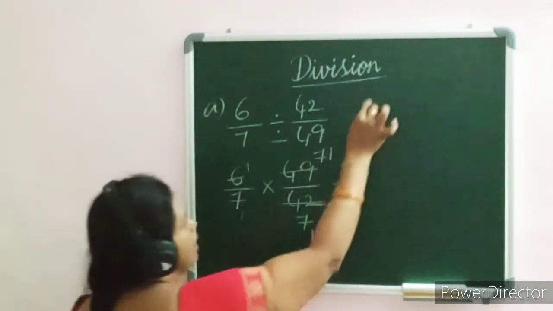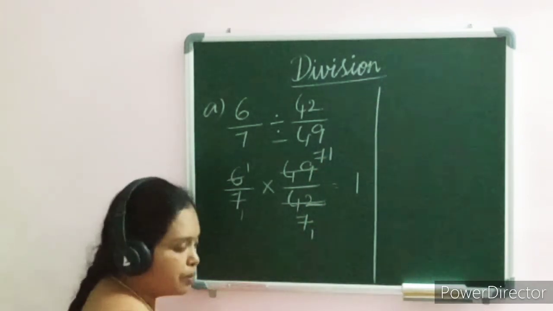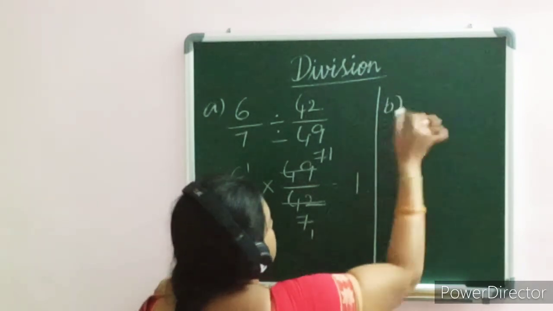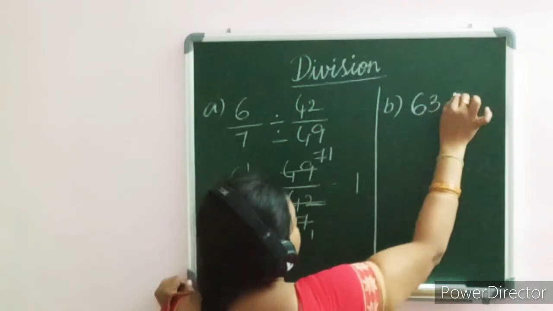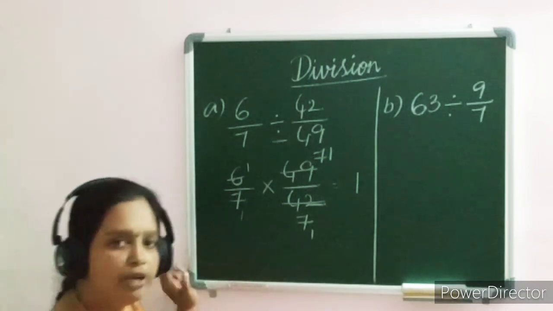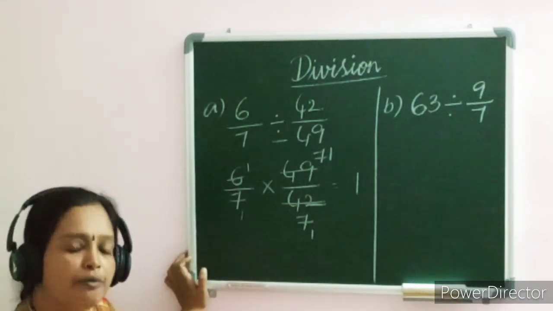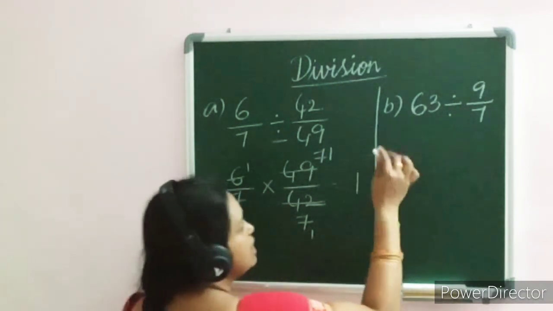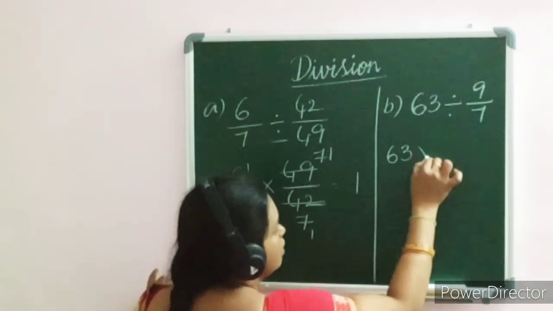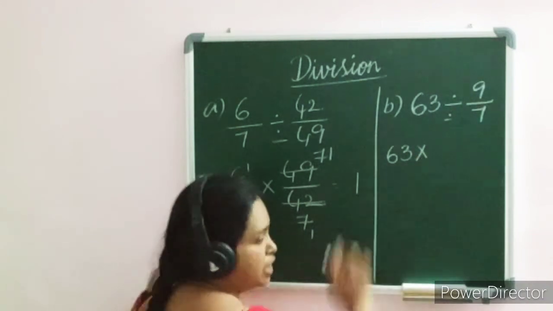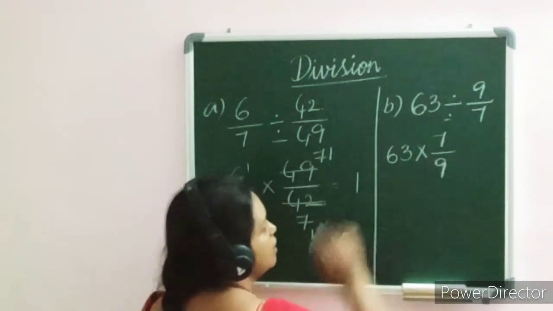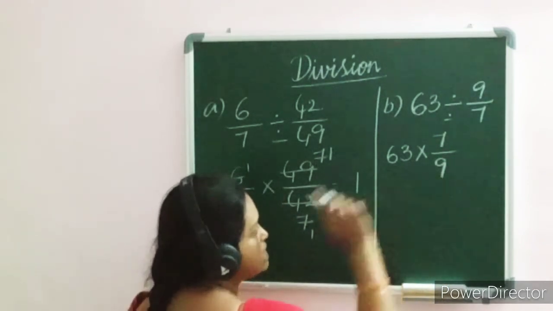Or for example, if the question is to divide a whole number by a fraction, for example 63 divided by 9 by 7. Now how will you divide a whole number by a fraction? See, 63 remains the same because it is the dividend. Now the division symbol changes into a multiplication symbol. Now write 7 by 9.